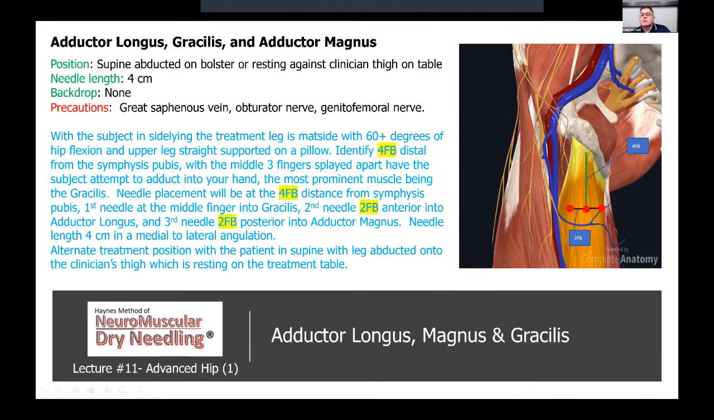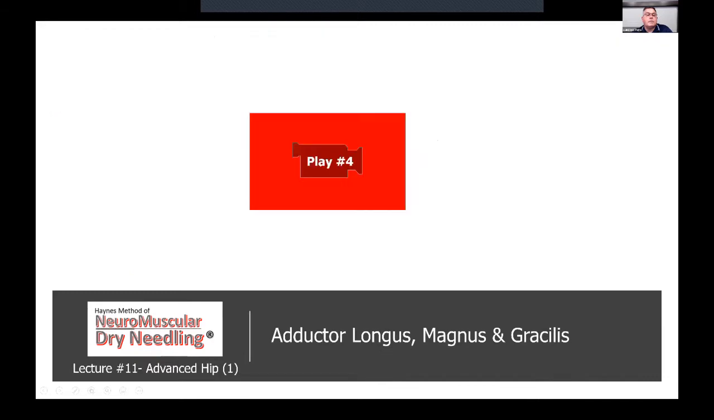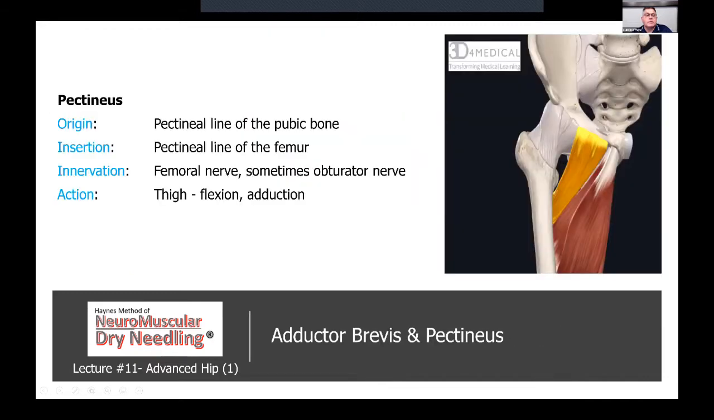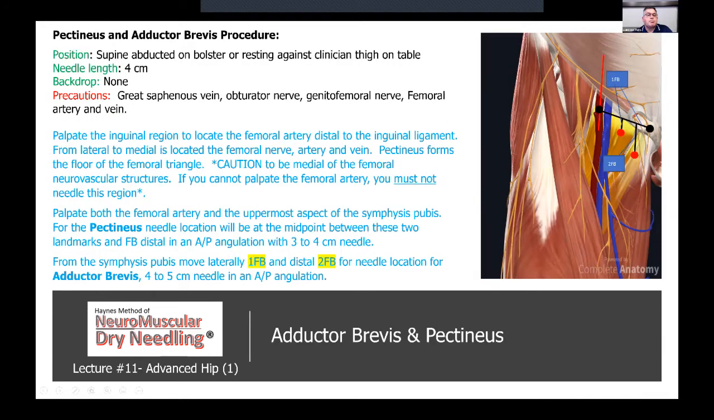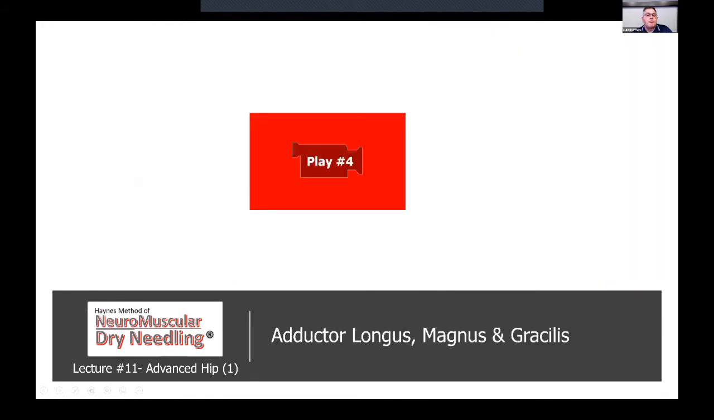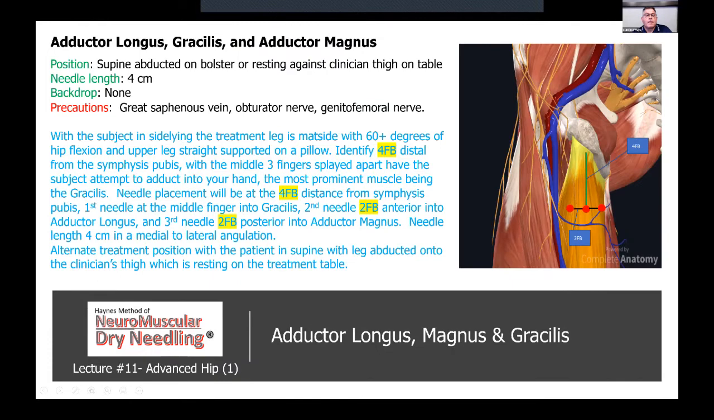So what we're going to do is go in sidelying, with the treatment leg mat side. It's about 60 degrees of hip flexion, and the upper leg is straight and supported on a pillow.